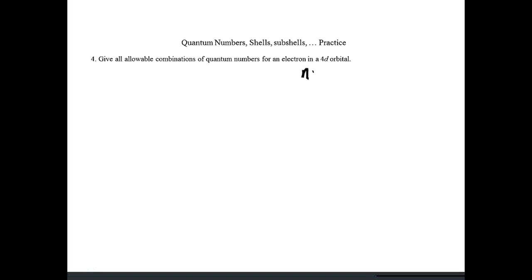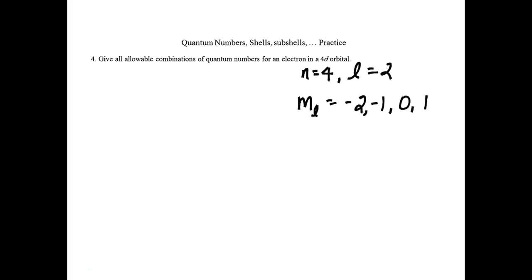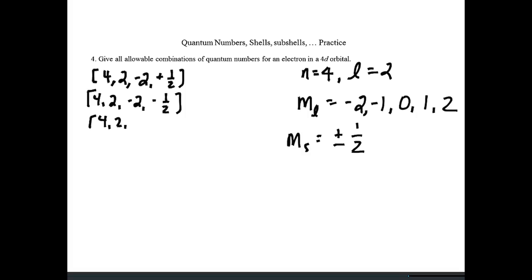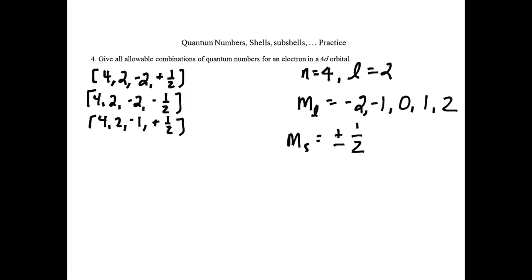Now, give all allowable combinations of quantum numbers for an electron in a 4d orbital. So a 4d orbital means N is 4 and L is 2. Those quantum numbers are set because of the 4, and then the L is 2 because of the d. So that means that for L of 2, M sub L can be -2, -1, 0, 1, or 2. And M sub S can be plus or minus 1/2. So that's going to give us 10 different combinations. For all 10 combinations, the 4 and the 2 are set because it's a 4d orbital. So 4 has to be there and the 2 has to be there because that designates a 4d subshell.